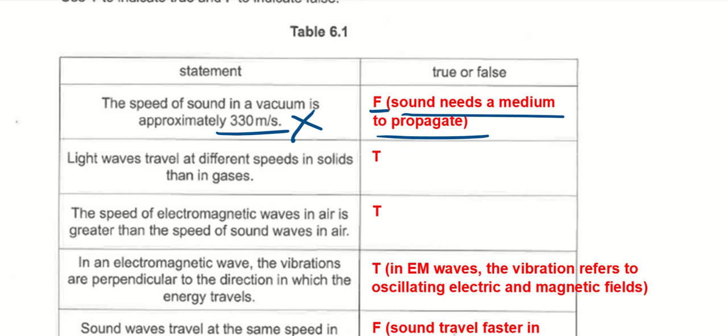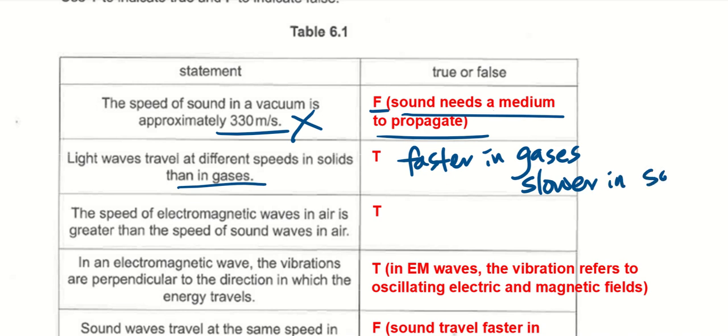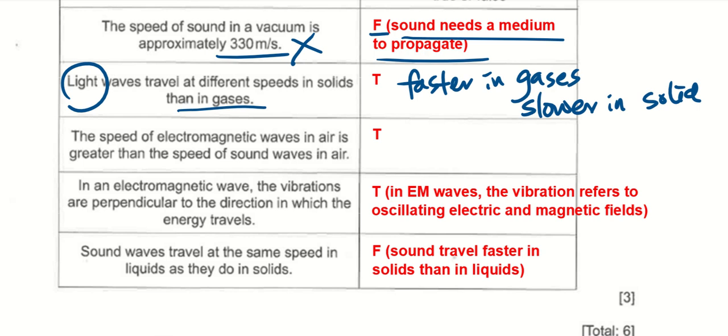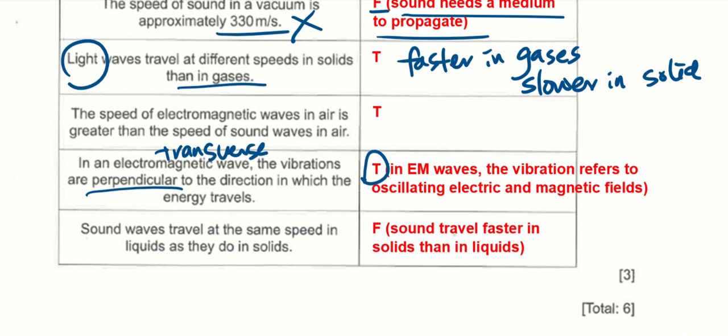Light waves travel at different speeds in solids than in gases. True, faster in gases, slower in solid. This is for light. For sound, it is opposite. Speed of EM waves in air is greater than the speed of sound in air. True. In an EM wave, the vibrations are perpendicular because EM waves are transverse. So this is true. For sound wave, it is longitudinal, parallel.